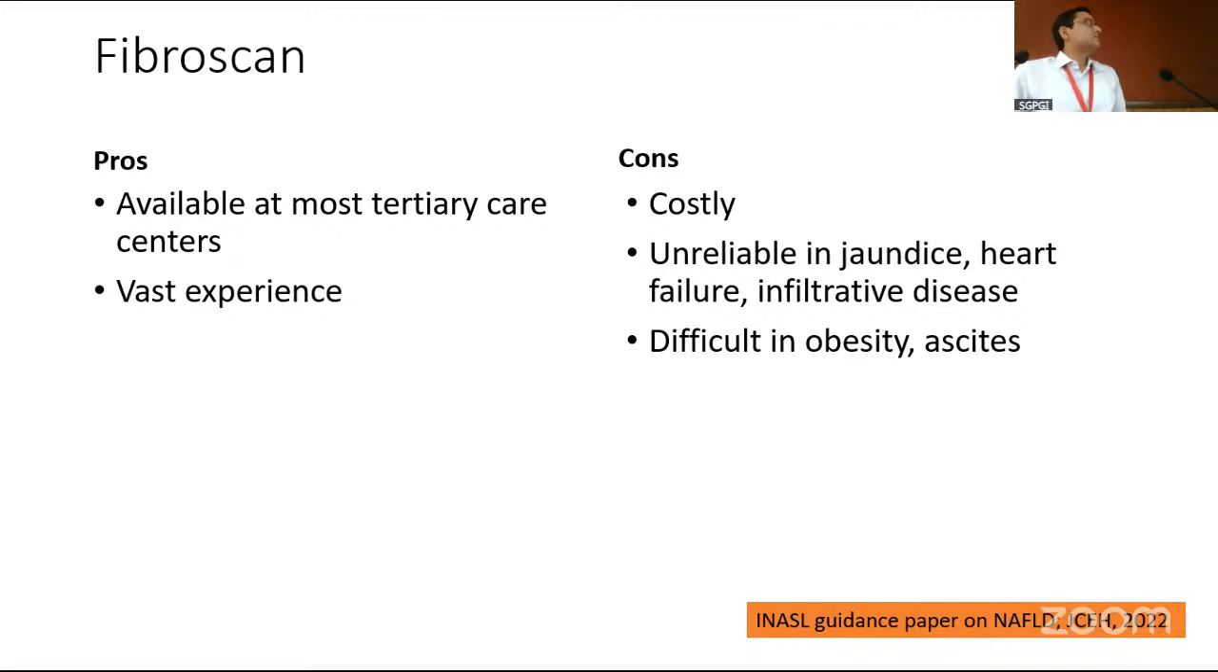So the advantages of FibroScan are that it is available at most tertiary care centers, easy to administer, and has vast experience with assessment of fibrosis and steatosis. However, the disadvantages are it is costly and unreliable in patients with jaundice, heart failure, or infiltrative liver disease, it is difficult to get values in patients with obesity, and false values in patients with ascites may also be seen.